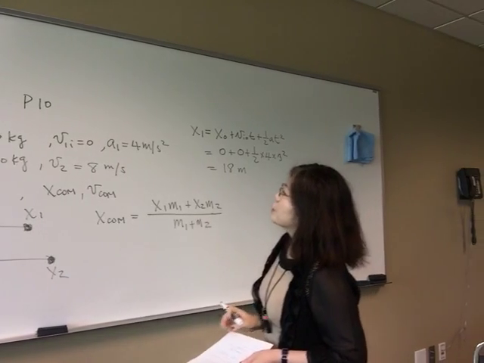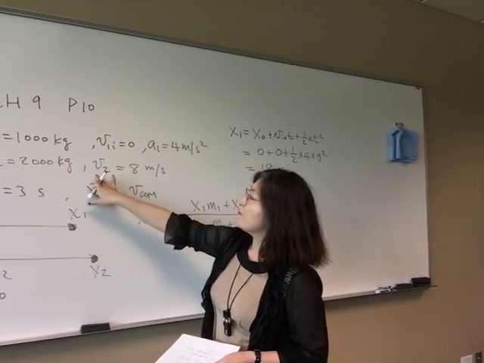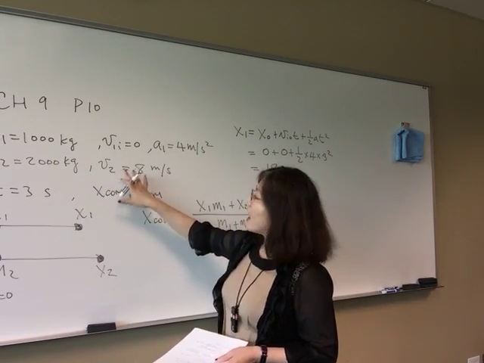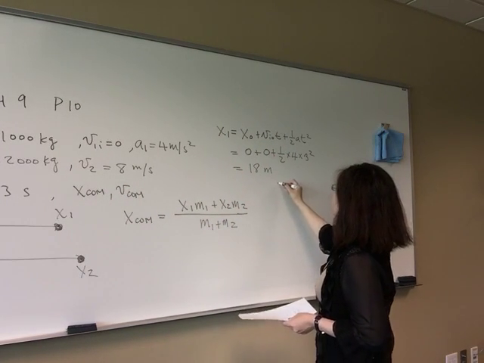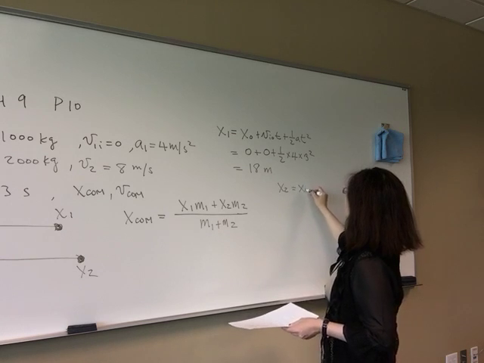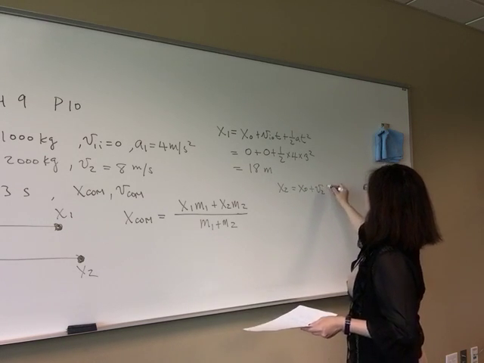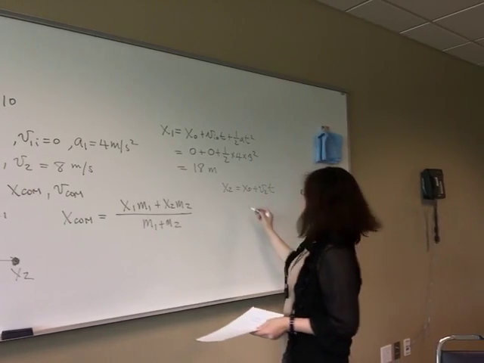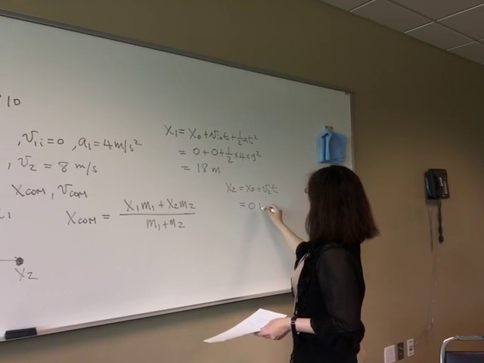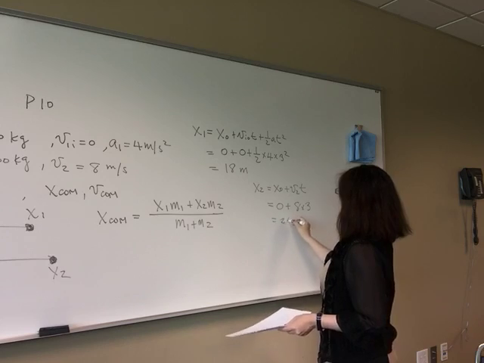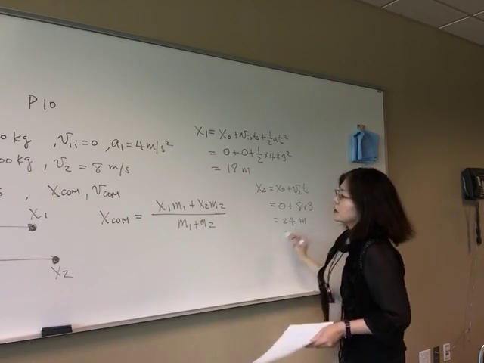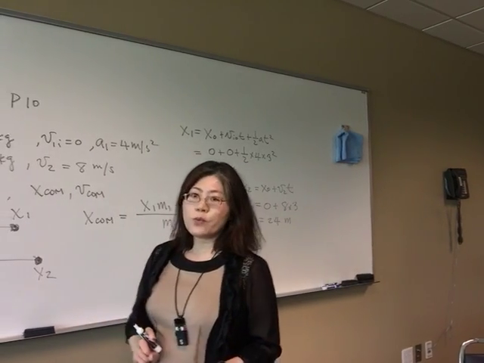What about x2? Because the truck is moving at a constant velocity, it does not have acceleration, so you can still use this equation. It's just that x2 is equal to x0 plus v2 times t, with no acceleration. So you have 0 here, your v2 is 8, and your time is 3. So x2 will have moved to the position that is 24 meters.